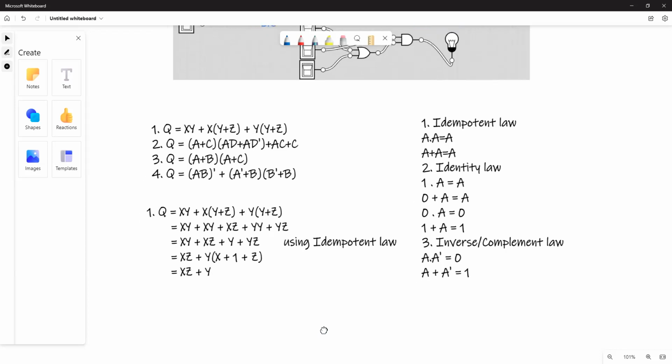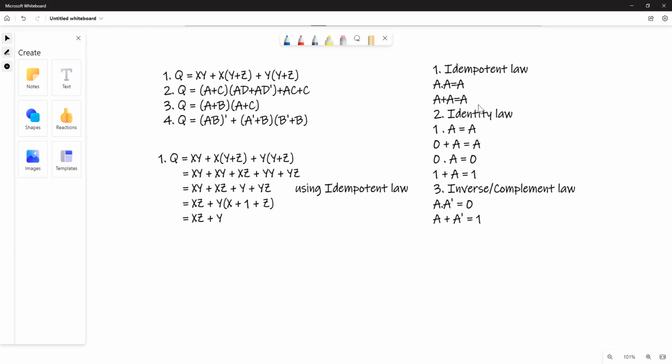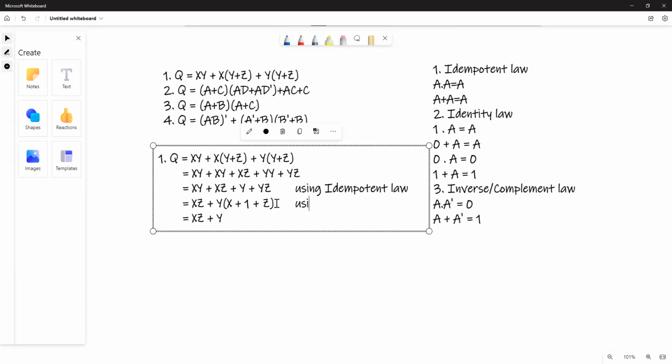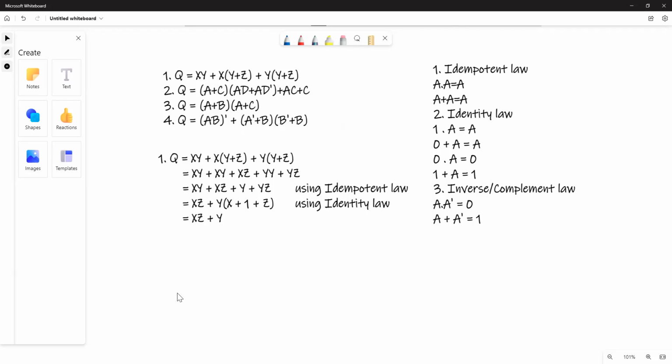Right, let's take down. You write down what happens here. Actually, we are using identity law, right? 1 plus something, right? So using identity law, we simplify this. Okay, right. Let's take down this and we'll try the second one.